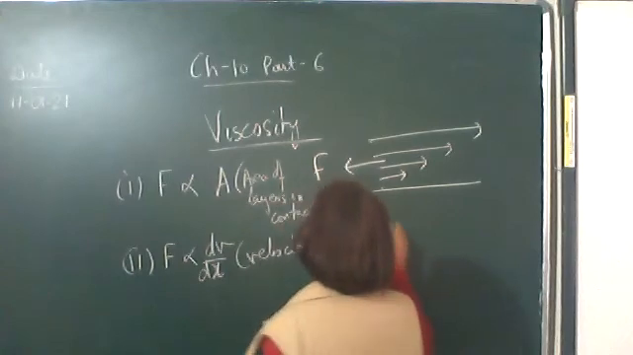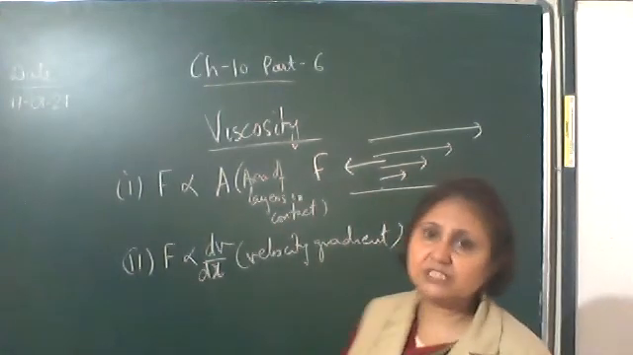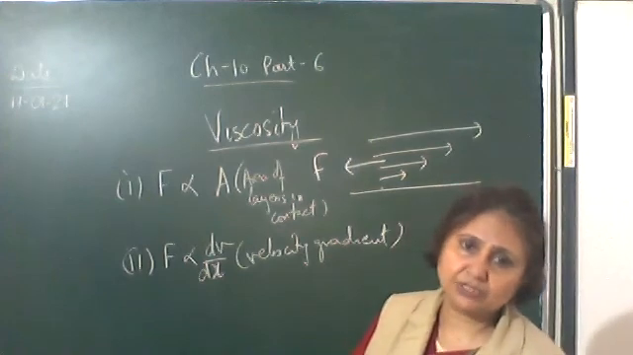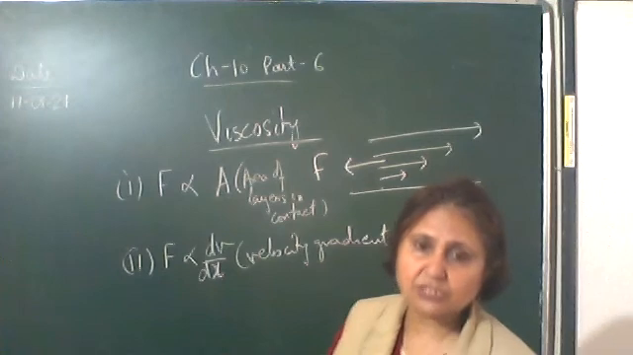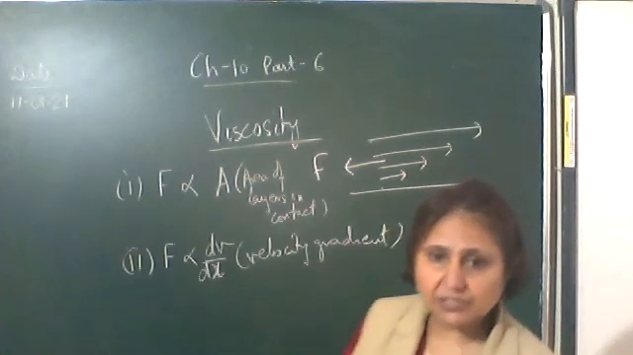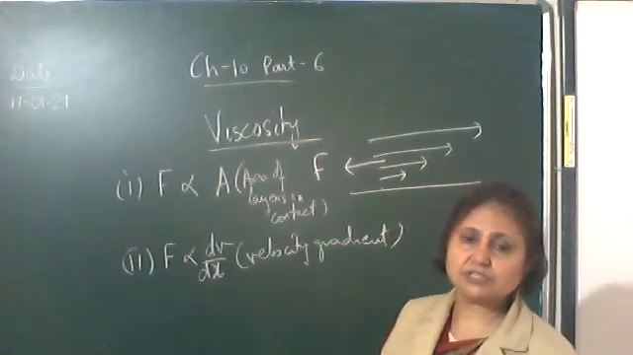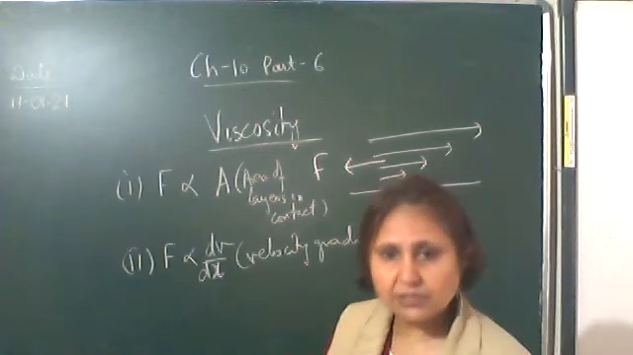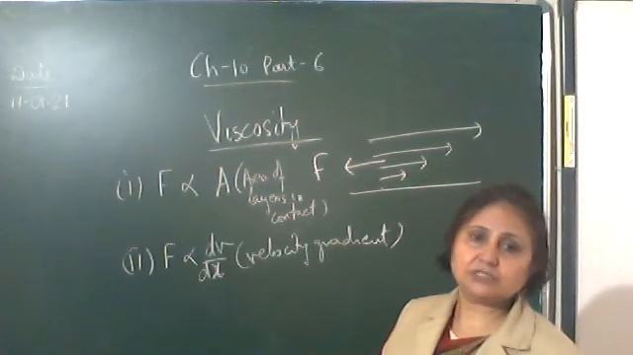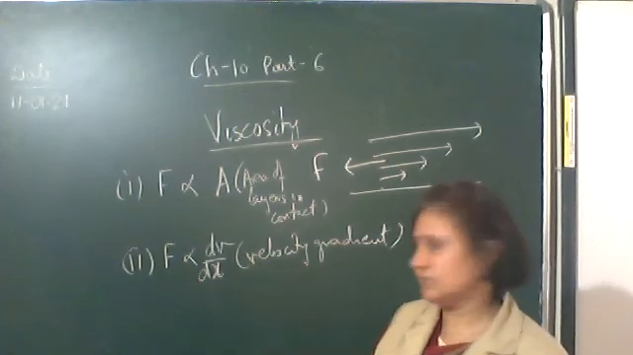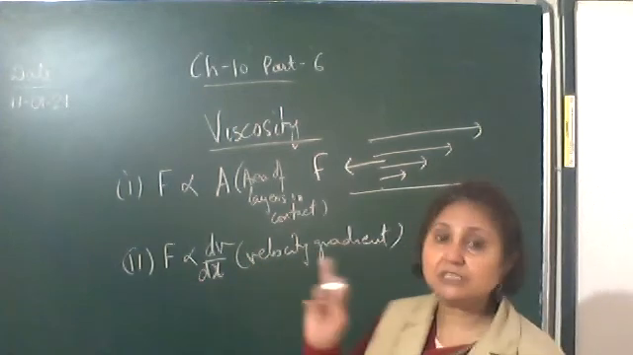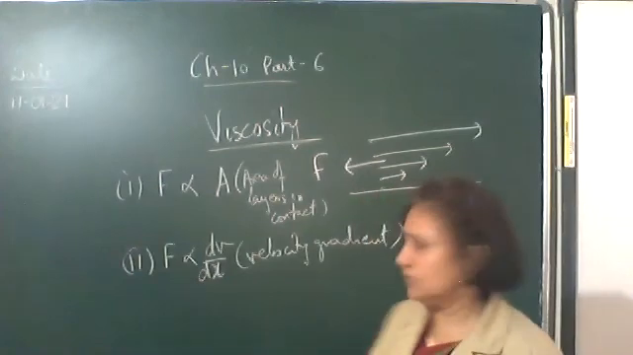Now what is a gradient? Gradient means any quantity which is changing with distance. Pressure gradient, pressure changing with distance. Velocity gradient, velocity changing with distance. Potential gradient, potential changing with distance. So gradient is used whenever any physical quantity changes with distance. Now velocity gradient means velocity changing with distance.